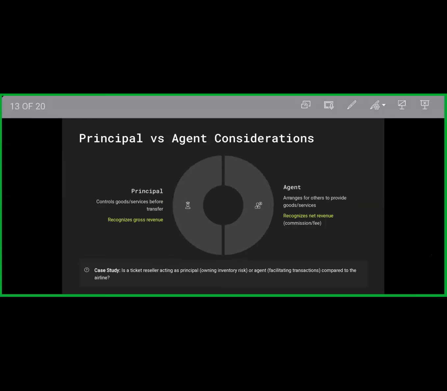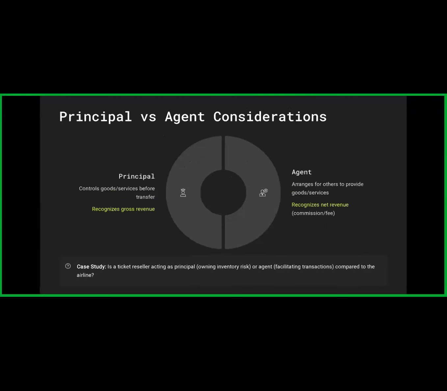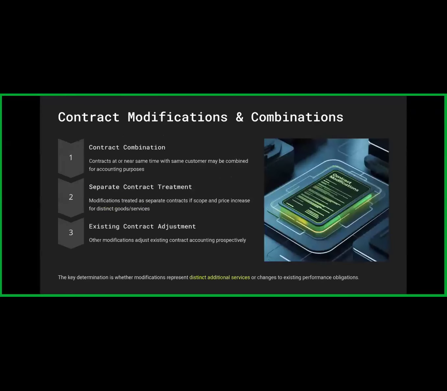Whatever they get directly from the customers, they recognize as gross revenue. And whatever they get through the agent, they recognize as net revenue. So this is how we recognize the revenue in the company.